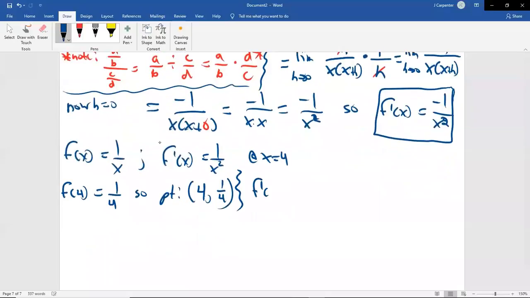F prime of 4 will give us our slope at that point. That's negative 1 over 4 squared, which is negative 1 over 16. So that's our m. The only information we need now is those two numbers, the point and the slope. We put that information into y minus y1 equals m times x minus x1, and we solve it for y ultimately.